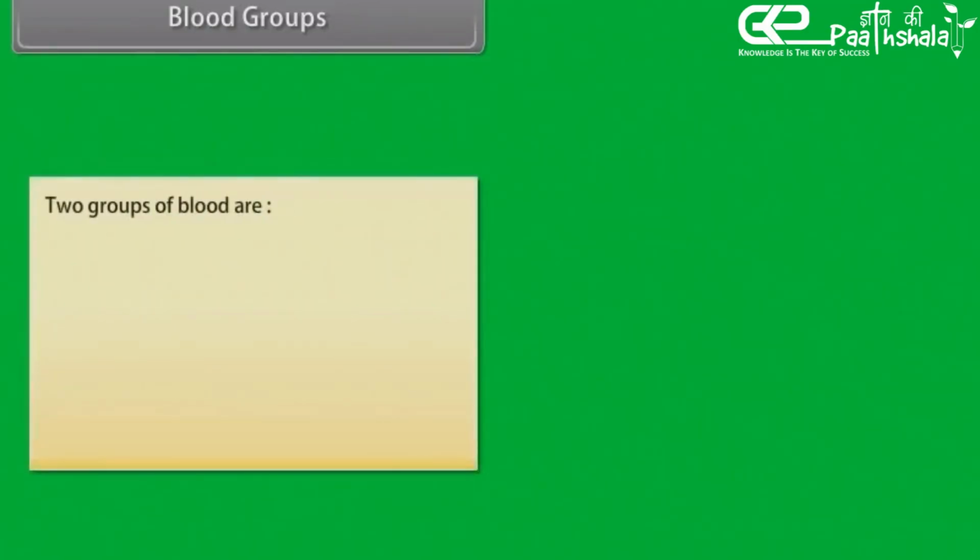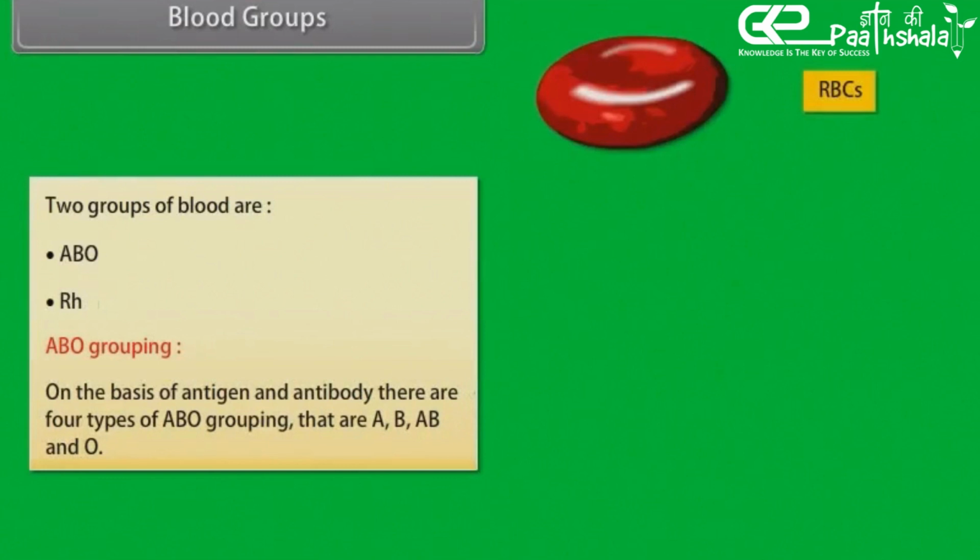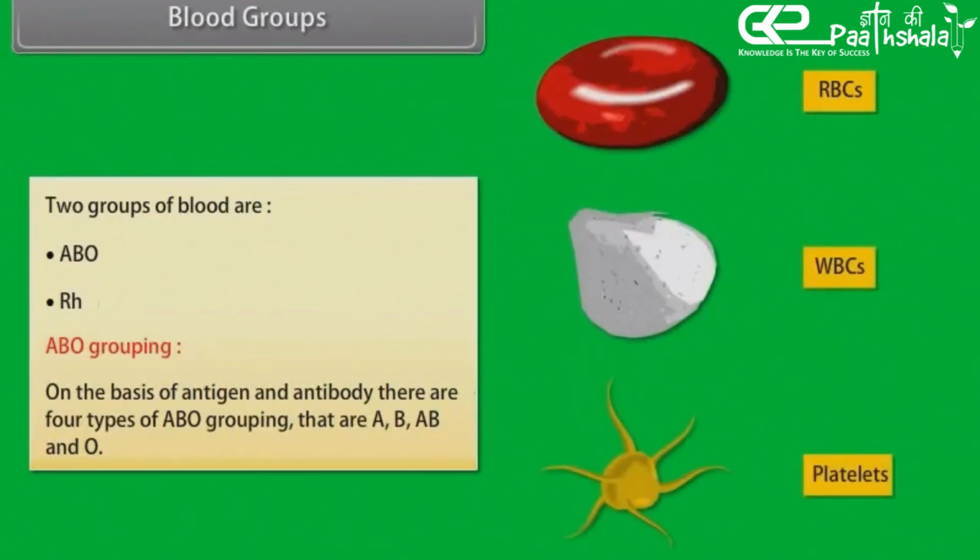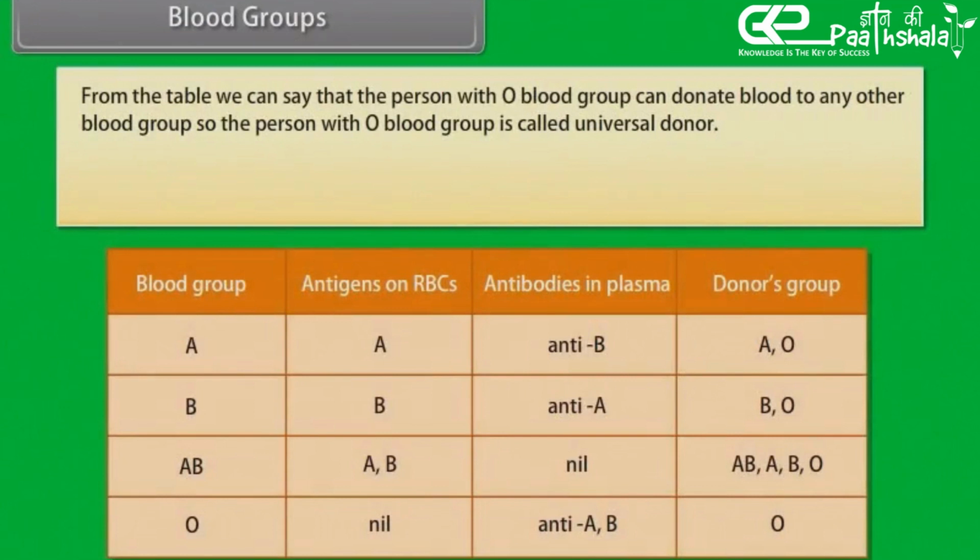Blood groups. There are two groups of blood. They are ABO and RH. ABO grouping. On the basis of antigen and antibody, there are four types of ABO grouping: A, B, AB and O. From the table we can say that the person with O blood group can donate blood to any other blood group, so the person with O blood group is called a universal donor.